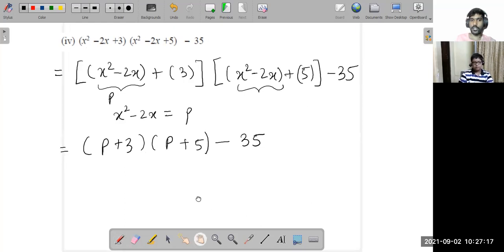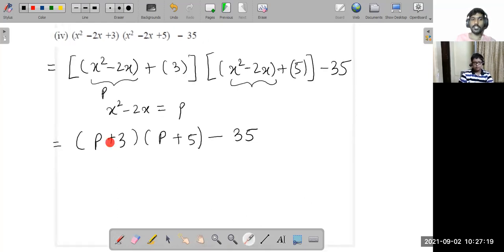Now we are still not finished solving it. We cannot directly say that this is a factor. Why? Because there is minus 35 here. We have to do something about this minus 35. If this minus 35 would not be here, then we could have said directly p plus 3, p plus 5 is a factor, but there is this minus 35 here. So we cannot say that this is a factor. That means we'll have to do some working.